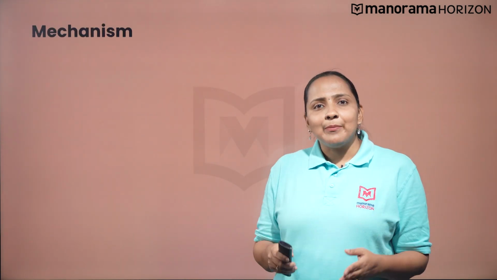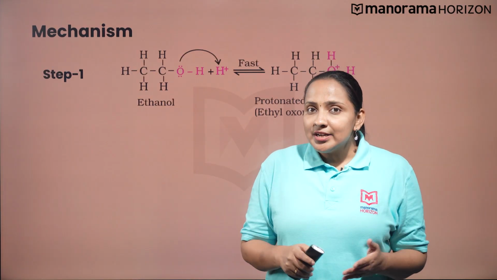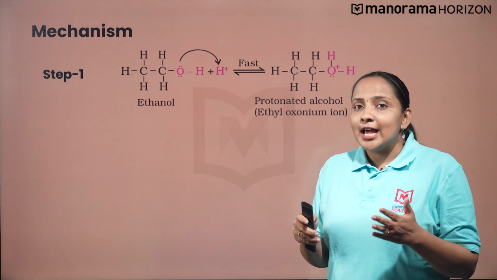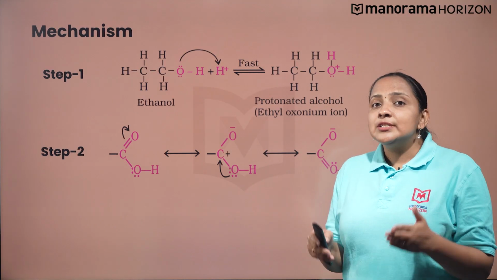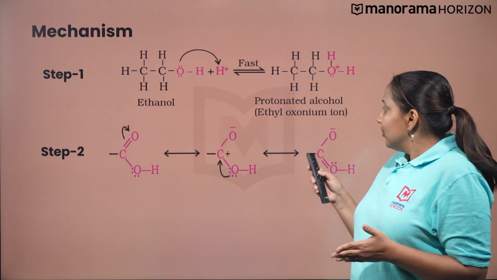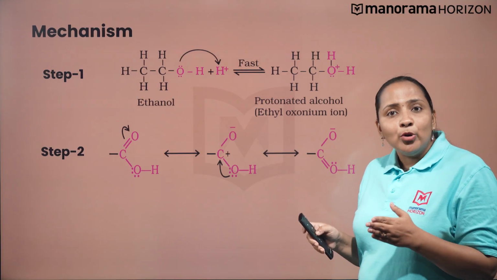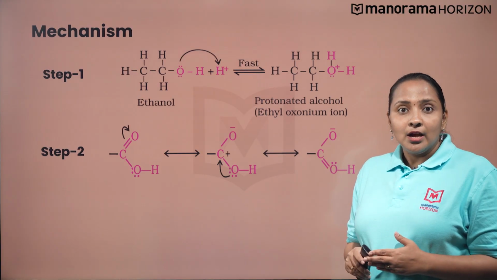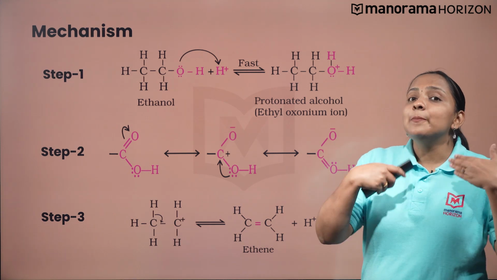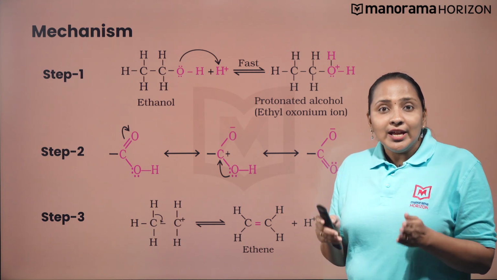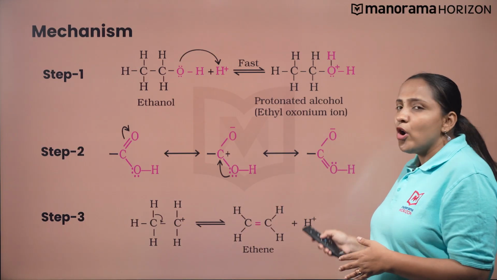The mechanism that happens during the dehydration of alcohol has three steps. First, the formation of protonated alcohol takes place. Then, in the second step, which is the slowest step, or we can say the rate determining step, formation of carbocation takes place. The acid used in step 1 is released in step 3. To drive the equilibrium to the right, ethene is removed as it is formed.